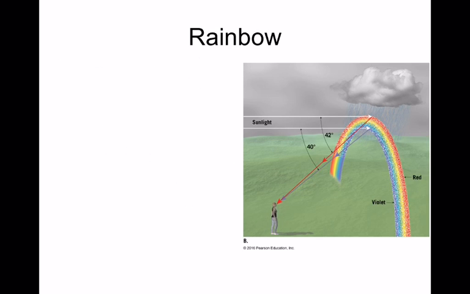Okay, so here we have the sun must be over here, low on the horizon. Sunlight is coming, interacting with those liquid water droplets, and she is seeing a primary rainbow.